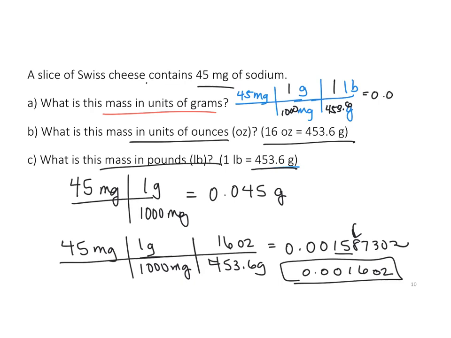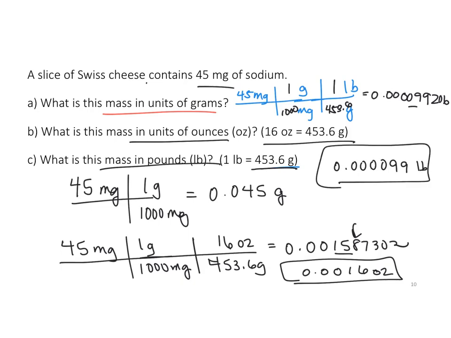And that gives you 0.000099206. We want two significant figures, so 0.000099 pounds of Swiss cheese, containing that much sodium. Sodium is Na on the periodic table.